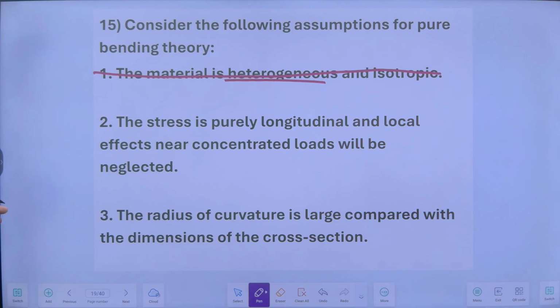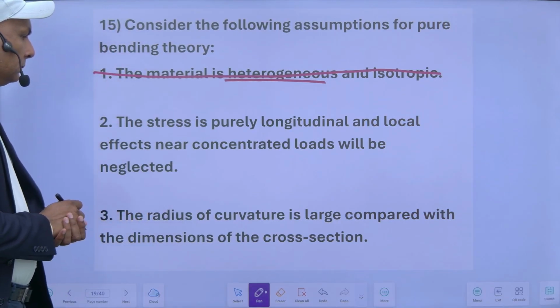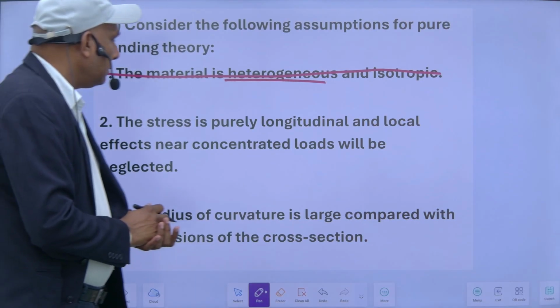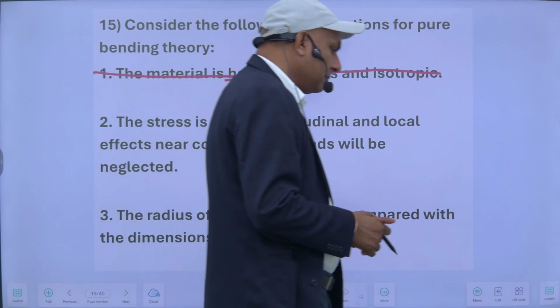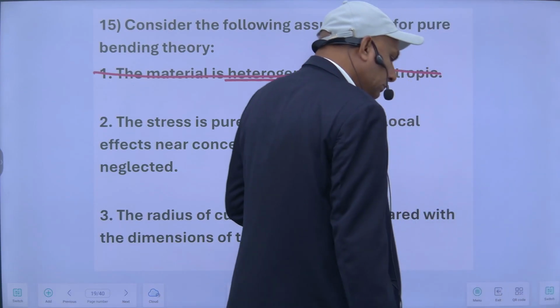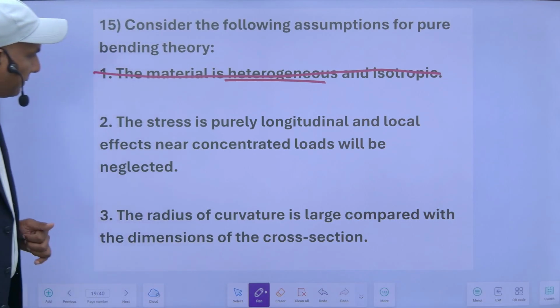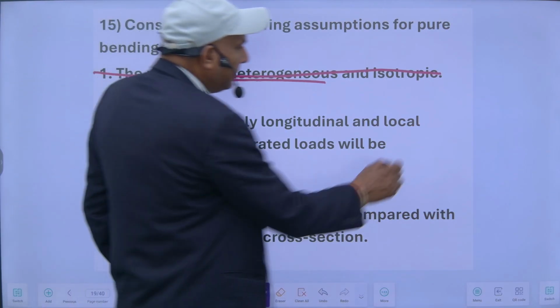The stress is purely longitudinal and local effects near concentrated loads will be neglected. The radius of curvature is large compared with the dimension of the cross sections. Yes, the pure bending is like this.